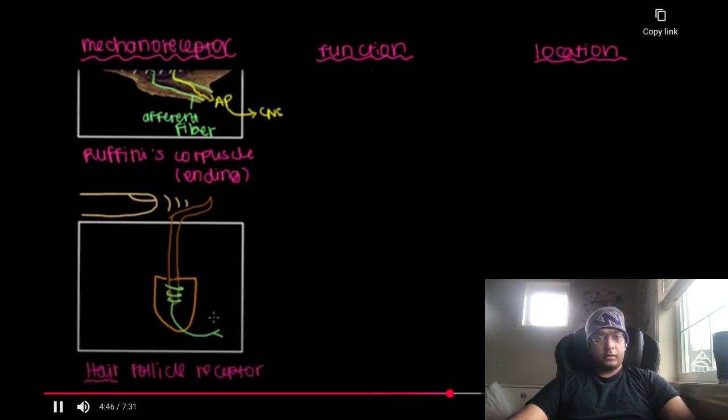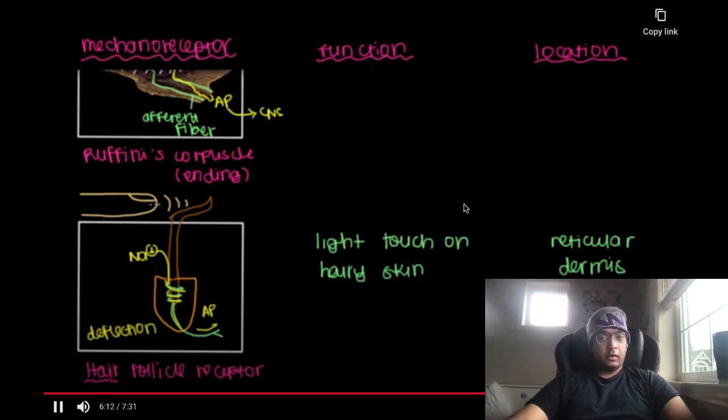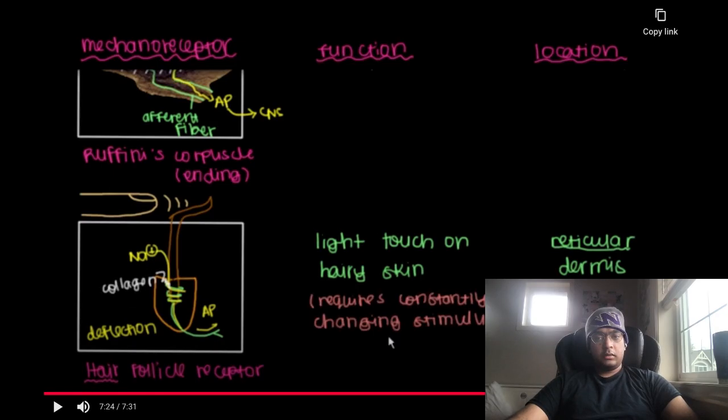Hair follicle receptor. This is kind of similar but completely opposite of Meissner's corpuscle. This is almost like a nerve, right? Reticular dermis. Yeah. And so this is also the reticular dermis. So anything with collagen is in the reticular dermis.